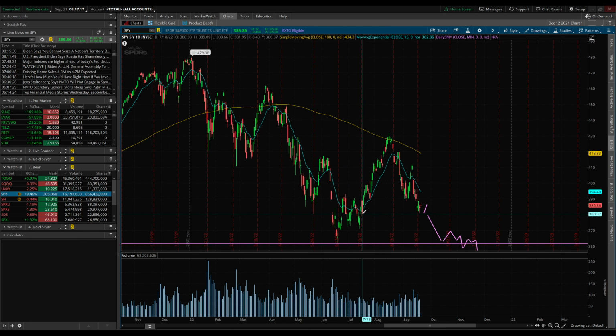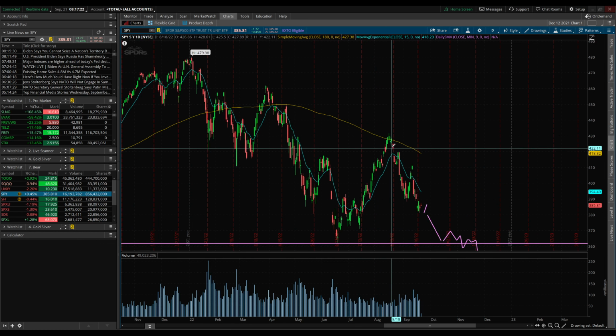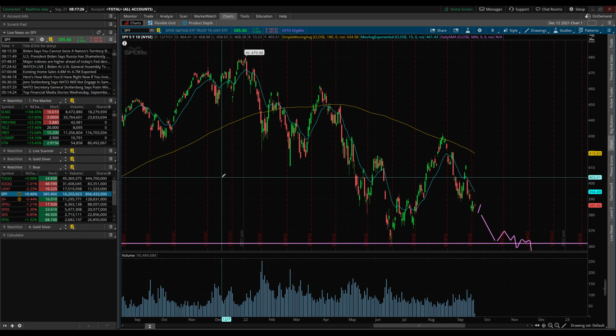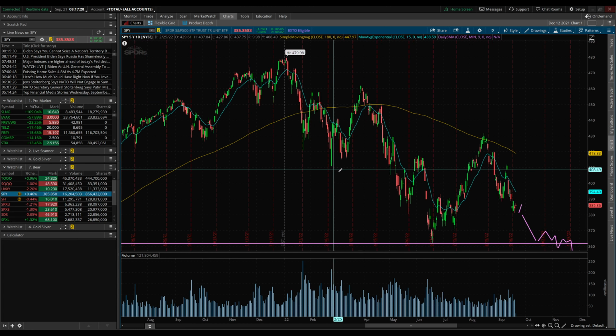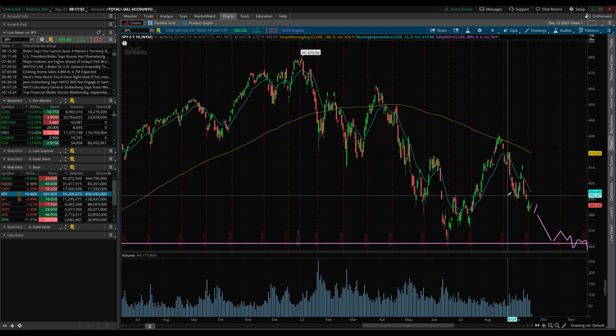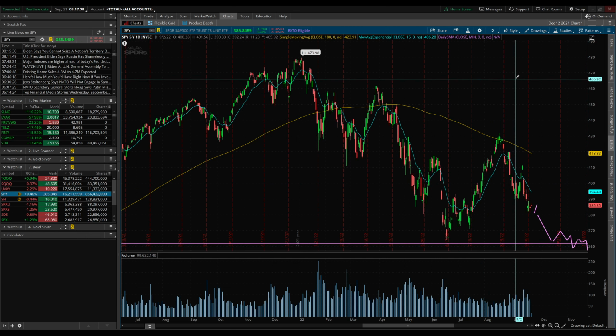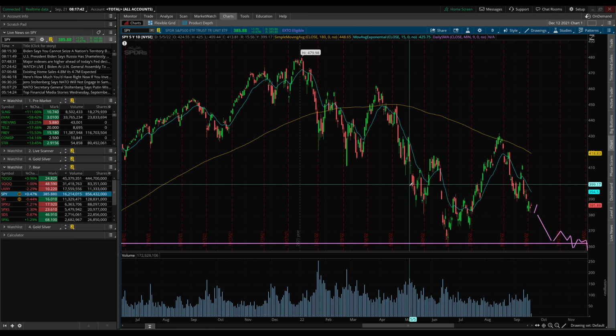And as you can see, even though it's away from the rubber band, it snaps back. That's usually how it works. The only time it doesn't work that way is if the stock has some catalyst that constantly makes the stock keep going higher and higher, or lower and lower.